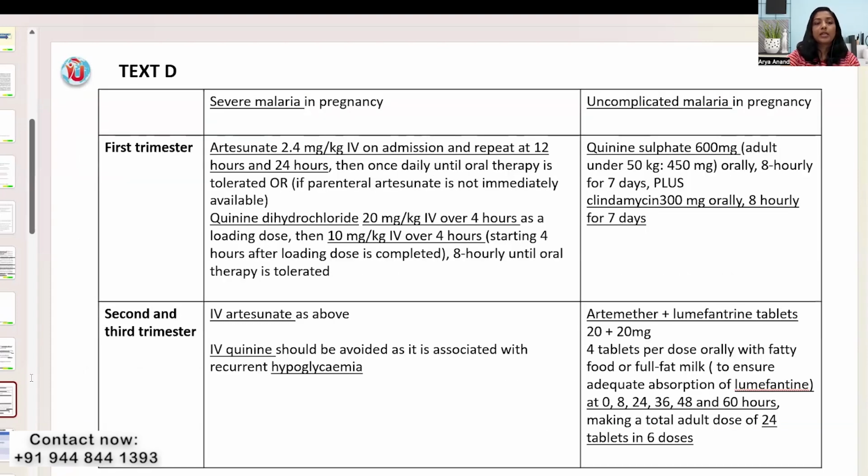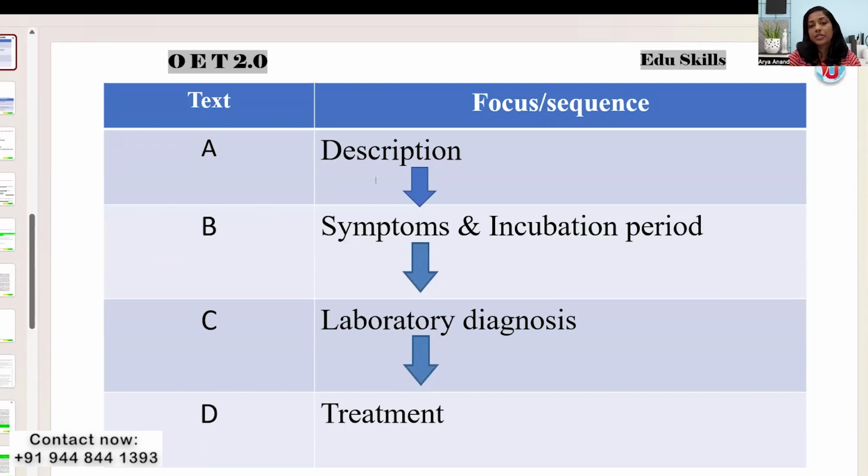Now, text D, severe malaria in pregnancy, uncomplicated malaria in pregnancy. And here they have mentioned first trimester, second and third trimester. Here, artesunate 2.4 mg per kg IV. So it's a medication, right? So no need to read completely. You can just go through this. You'll understand it's a treatment. All medication names they have mentioned here. Fine. So what is the sequence here? It's a description, including complications.